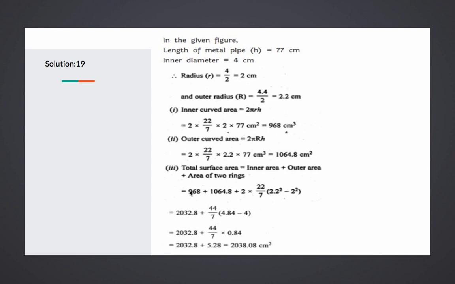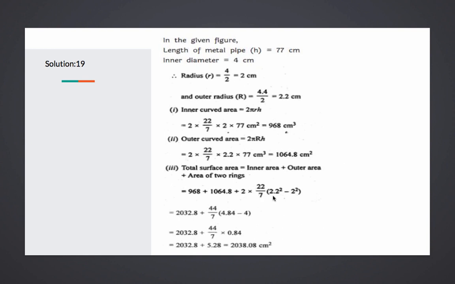So the curved surface area of the inner cylinder, this is what the value was. First part. From the second part we get the outer curved surface area, and plus 2 pi. Why 2? Because two circles are there, one above, one below. So the total surface area will include the two circles. So 2 into pi r square is the formula for the area of a circle. Pi capital R square minus small r square, so that I can get the exact area.